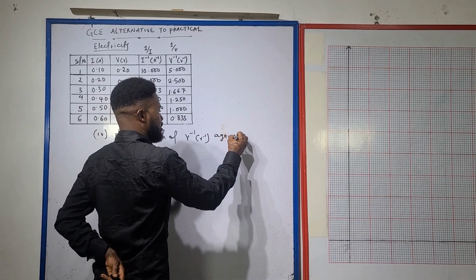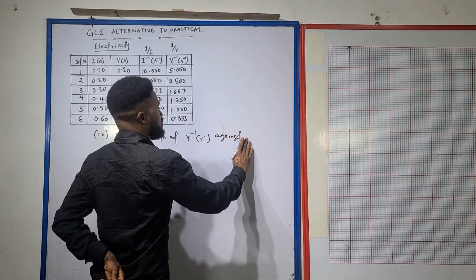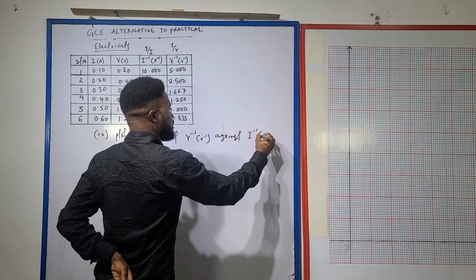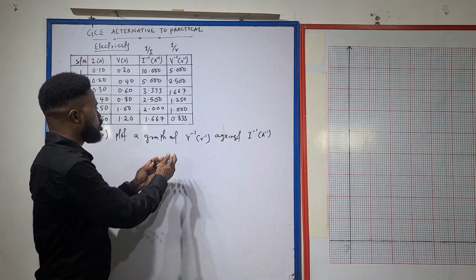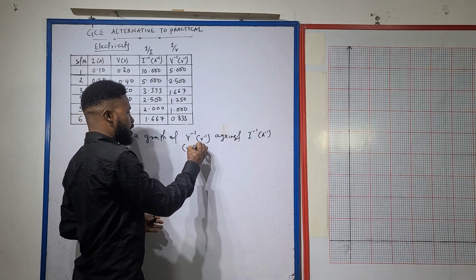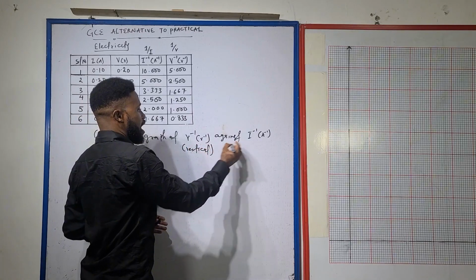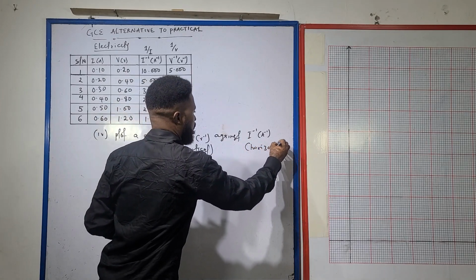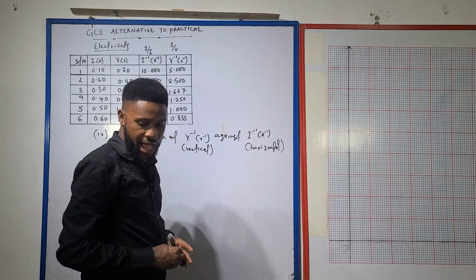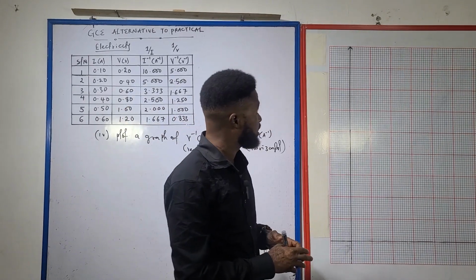against the inverse of the current, that's in per ampere. So that means that this is going to be on the vertical axis and this will be on the horizontal axis. So quickly we're going to get into the graph.